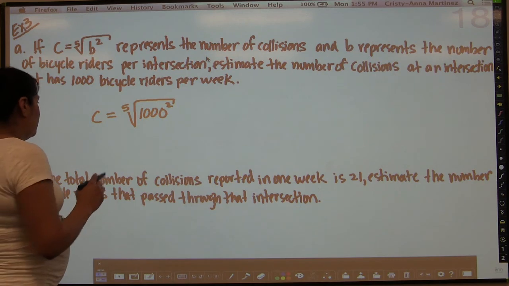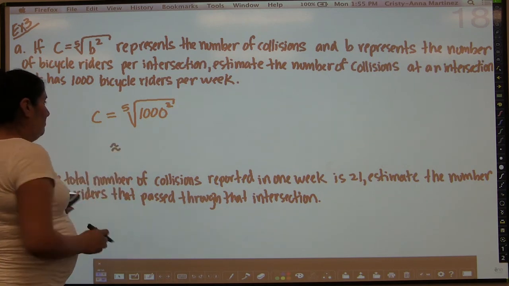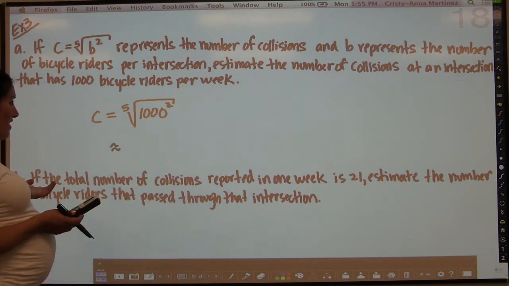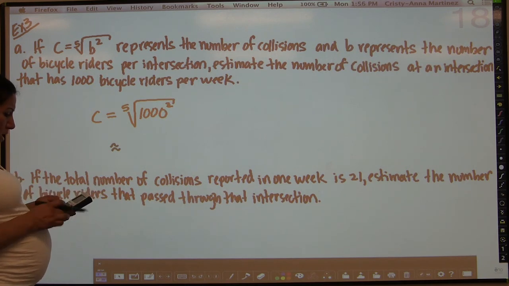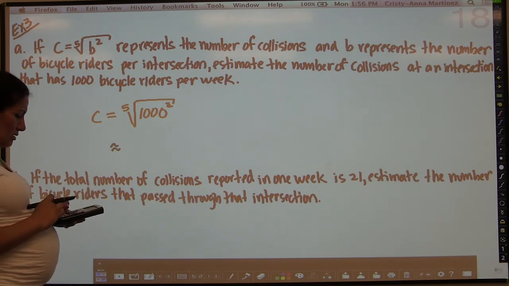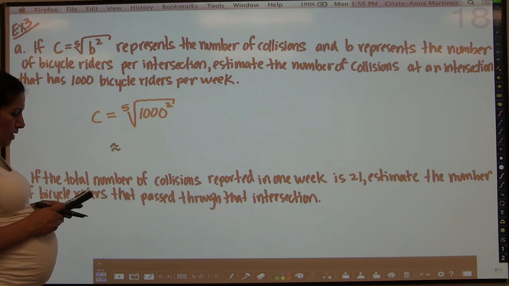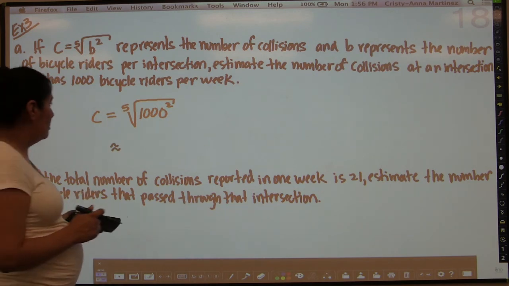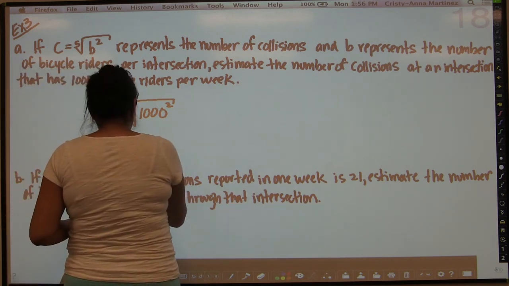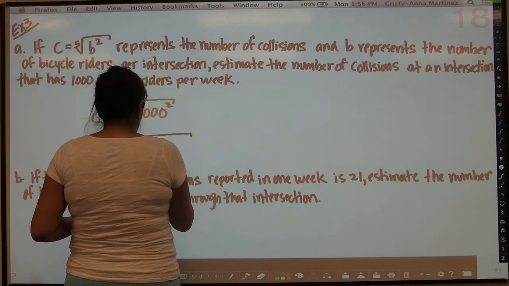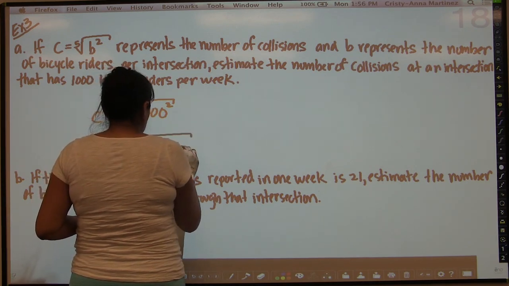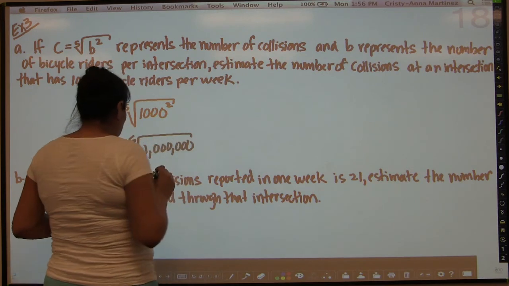So to find our answer, it's going to be an estimate because it's not going to go in even. But what we want to do is, what is 1,000 squared? So we're going to go 1,000 to the second power, which is 1,000,000. So what we want is the fifth root of 1,000,000. And this is where things get interesting.